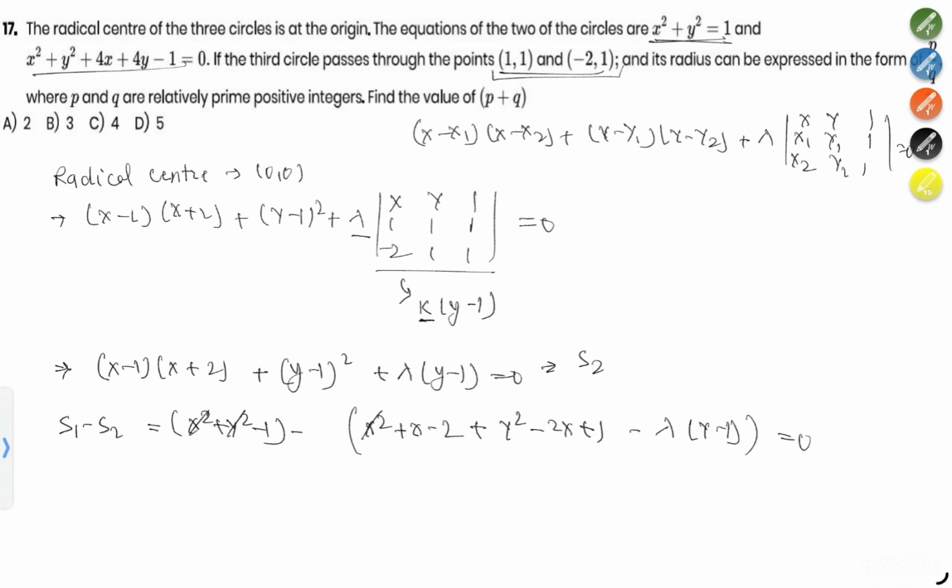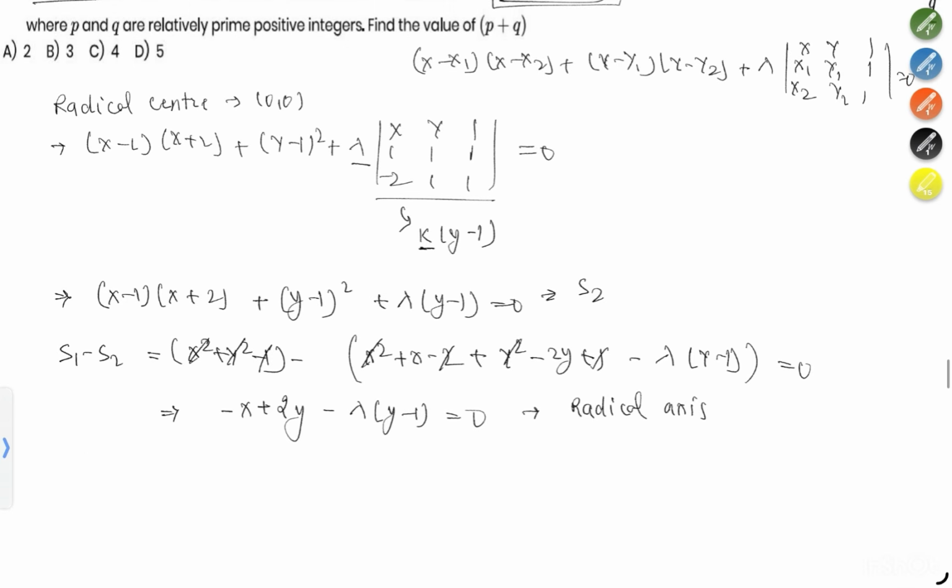Now you can say x square and y square vanish. Yes, this minus 2 gets cancelled out with this plus 1 and this outside one. So we get the condition from here, that is minus x, it is 2y, plus 2y minus lambda times (y minus 1) should be equal to 0. Now, as this is the radical axis, it has to pass through the radical center. So if it passes through the radical center, we get the condition lambda equal to 0.